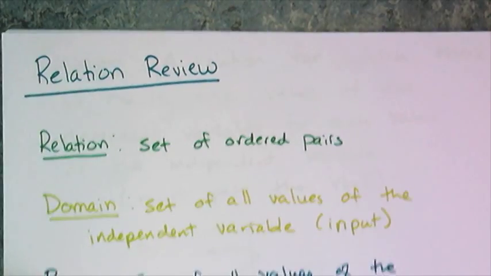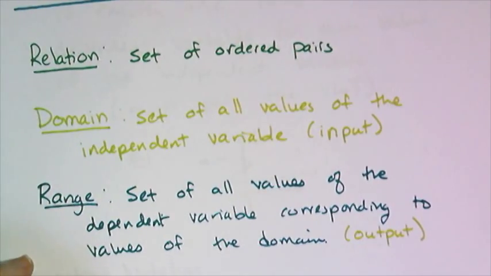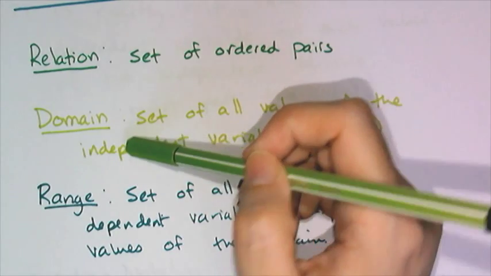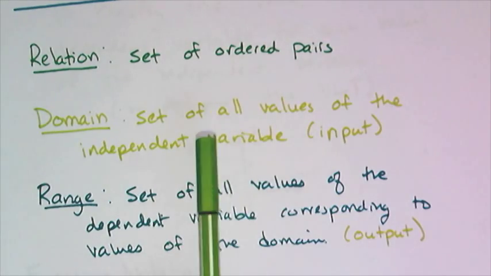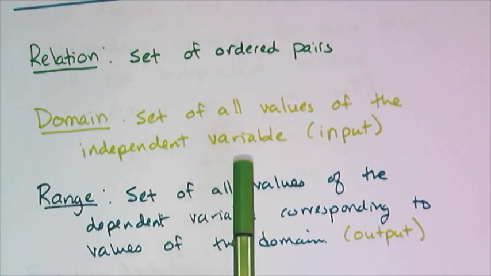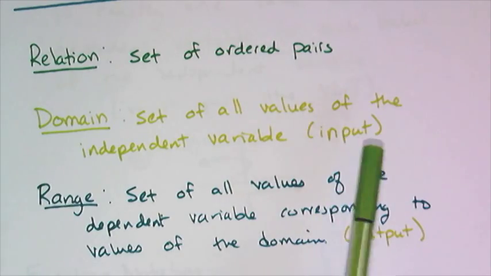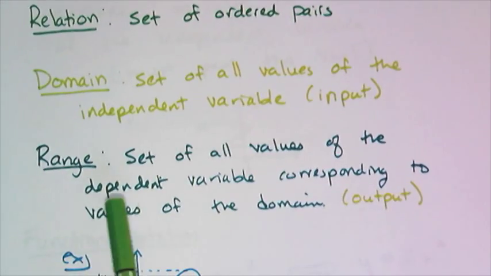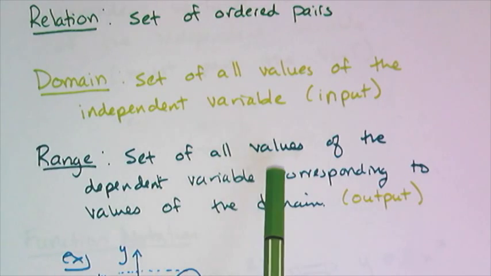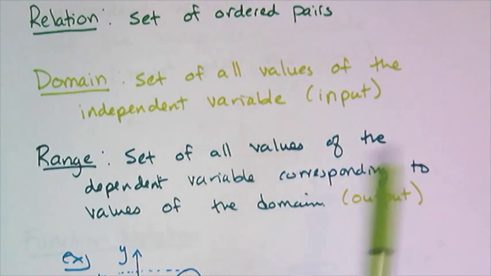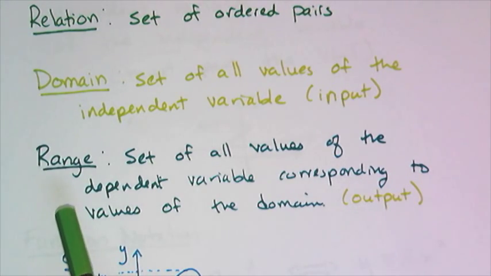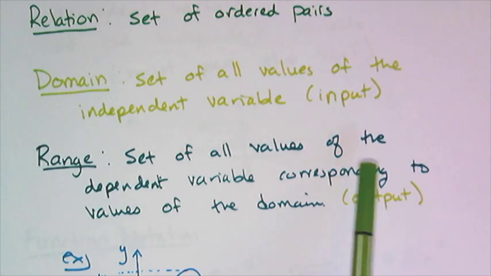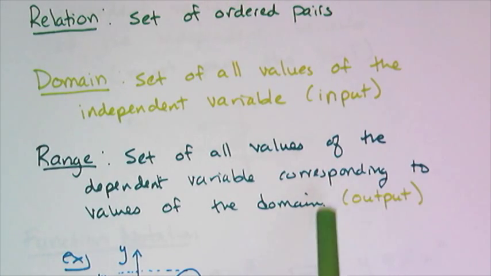Now, whether they are a function or not, any relation has a domain. And the domain is the set of all values of the independent variable, the input, or the x values. And any relation is going to have a range. It's the set of all values of the dependent variable that correspond to the values in the domain. And we think of these as the y values or the output values.